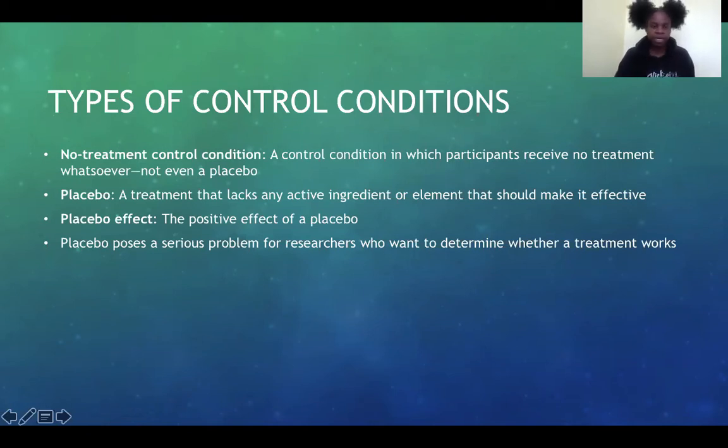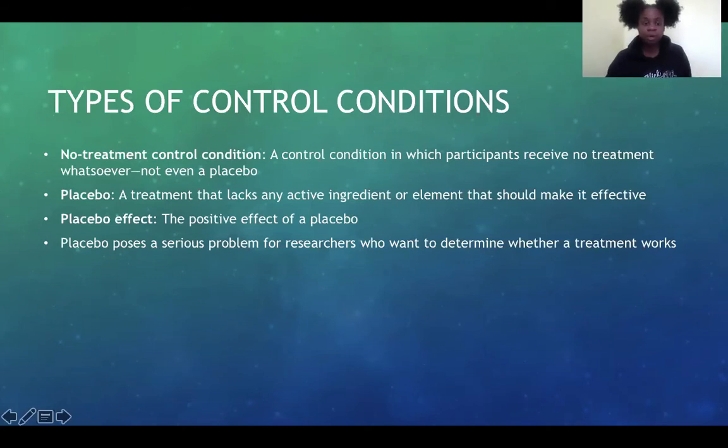But again, just a quick recap. There are different types of control conditions. Again, we went over the no treatment control condition, which is a control condition in which participants receive no treatment whatsoever, not even a placebo, okay? One problem with this approach is the existence of placebo effects. For those of you who do not recall, the definitions are right here. A placebo is a treatment that lacks any active ingredient or element that should make it effective. A placebo effect is the positive effect of a placebo, okay?